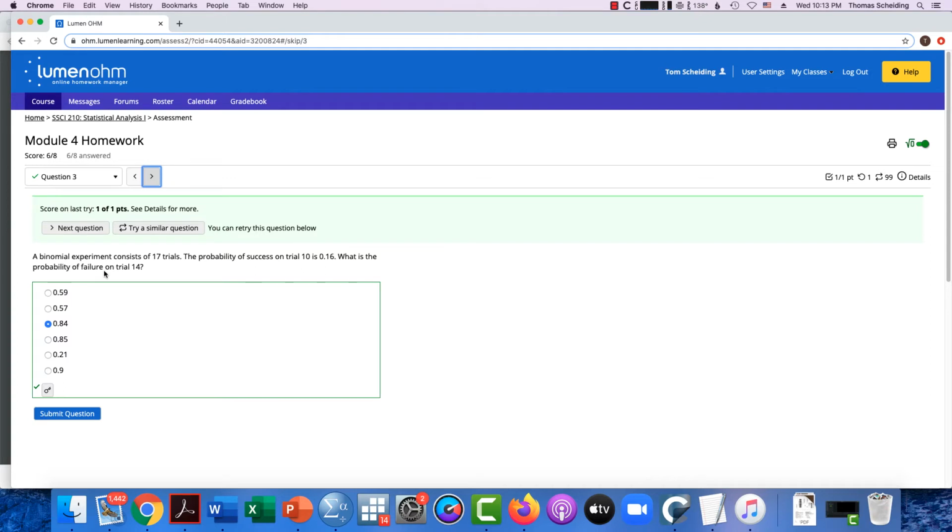Now here, we've got 17 trials, a binomial experiment again, with a probability of success of 0.16 on trial number 10. What is the probability of failure on trial 14? The probability of failure would be 1 minus the probability of success, meaning 1 minus 0.16, which leaves me with 0.84.